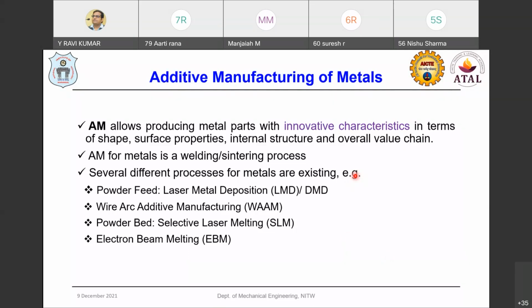There are several different processes existing for metals. You can see here the powder feeding technology, laser metal deposition, or the wire arc additive manufacturing process, and the powder bed fusion systems, that is the selective laser melting system, as well as the electron beam melting system. Even though binder jetting exists, these four leading processes are still being used today for the metal manufacturing of components.